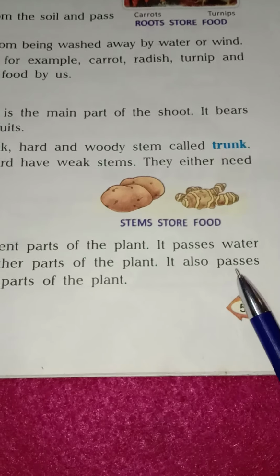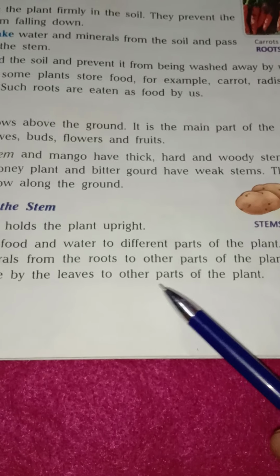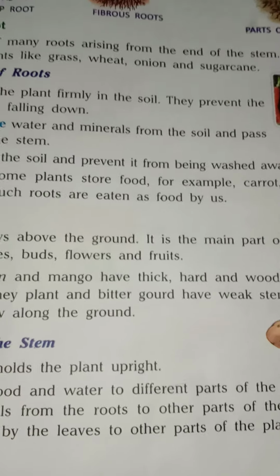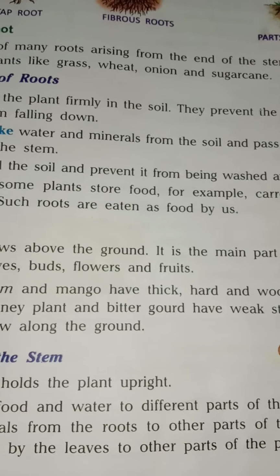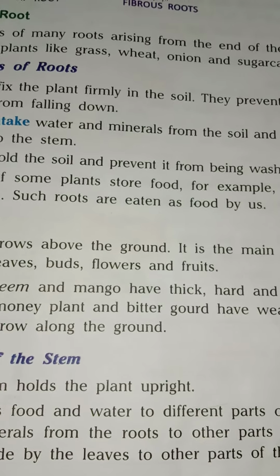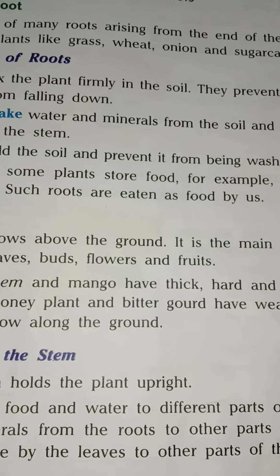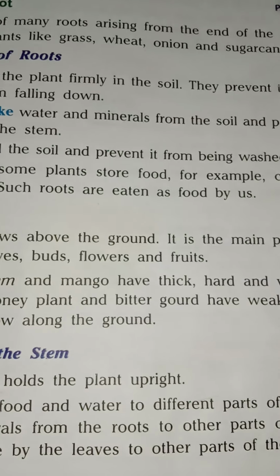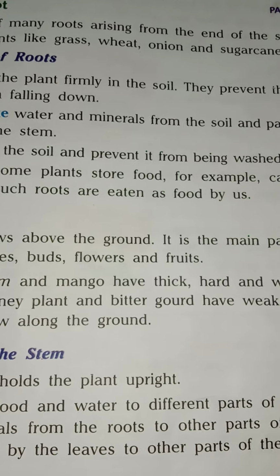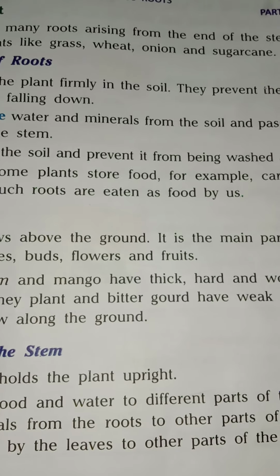It also passes food made by the leaves to other parts of the plant. Okay, now student, the primary functions of the stem are to support the leaves, to conduct water and minerals to the leaves where they can be converted into usable products by photosynthesis, and to transport these products from leaves to other parts of the plant including the root.